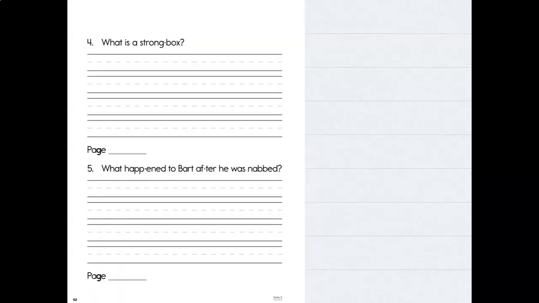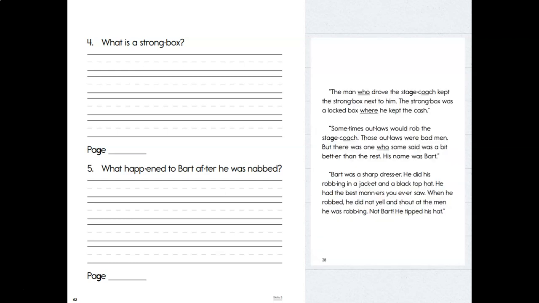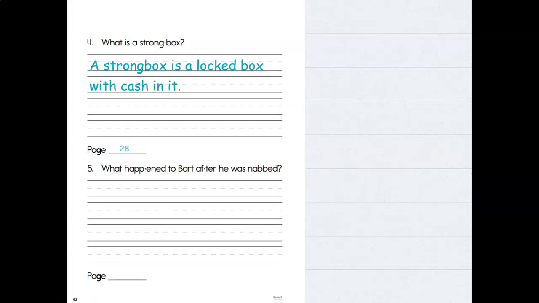Let's look at the back of our activity page. Number 4 says, what is a strong box? In our reader on page 28, it says, the strong box was a locked box where he kept the cash. So, a strong box is a locked box with cash in it. We found that on page 28.